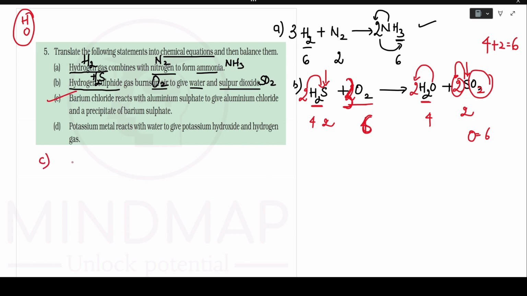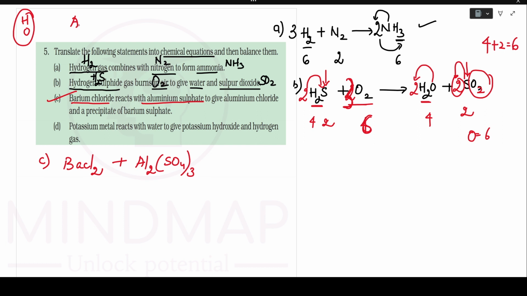Okay, let's go to the third equation, that is part C. Let me write it here. It's barium chloride. Barium chloride is BaCl2. It reacts with aluminum sulfate, Al2(SO4)3. You know how to make the chemical formula, right? Okay, let me explain this one, aluminum sulfate. See how to write aluminum sulfate.